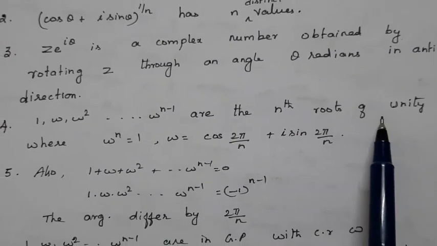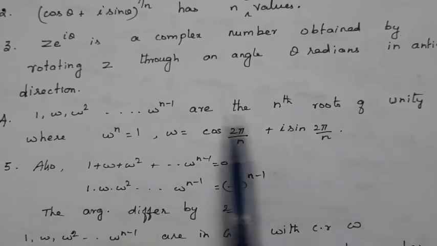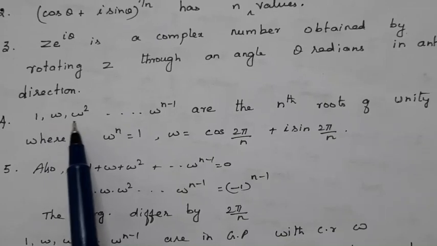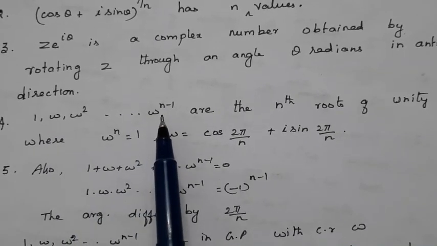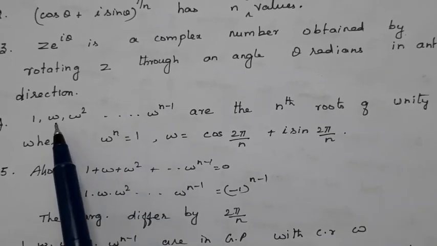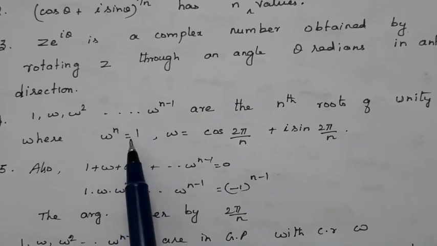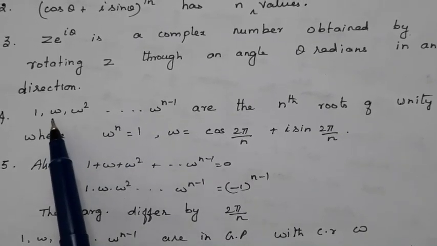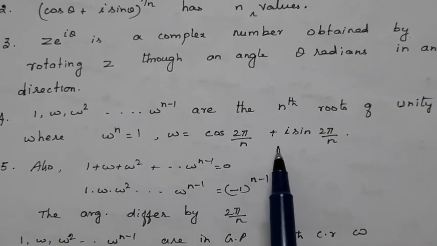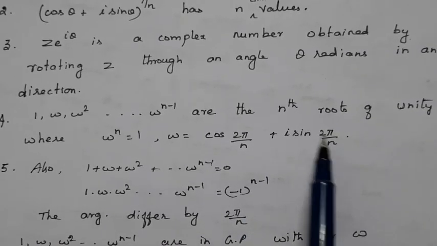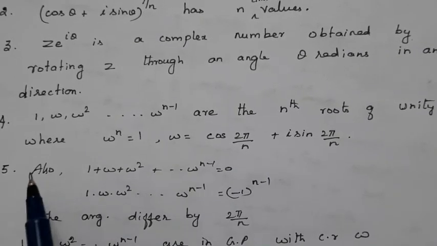Then the nth roots of unity are represented by 1, omega, omega squared, etc., up to omega power n minus 1, where omega power n is equal to 1, and omega is equal to cos 2π by n plus i sin 2π by n. This value is represented as omega.